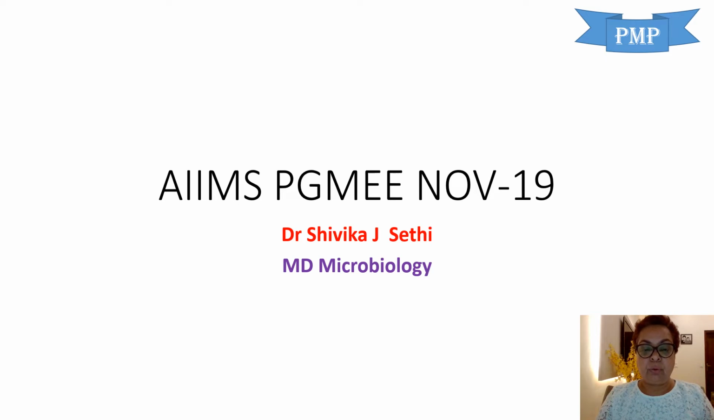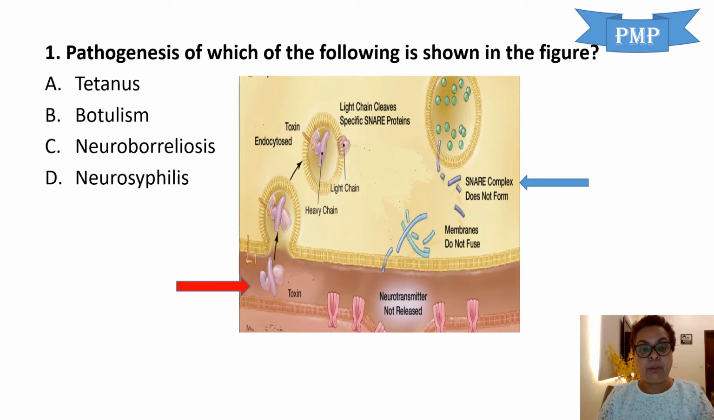Welcome. Today I'm going to be discussing the microbiology questions that were asked in the AIIMS exam in November 19. The first question was: pathogenesis of which of the following is shown in the figure? This is an image-based question. Let's read the options: tetanus, botulism, neuroborreliosis, and neurosyphilis.